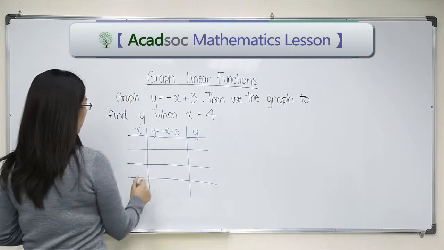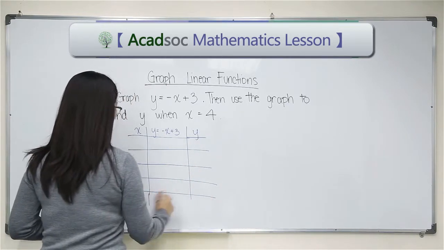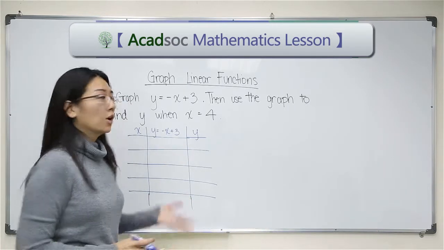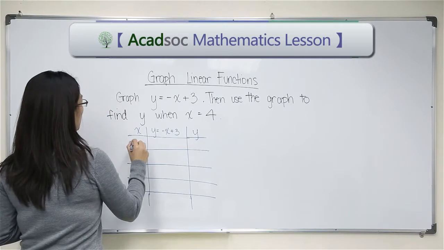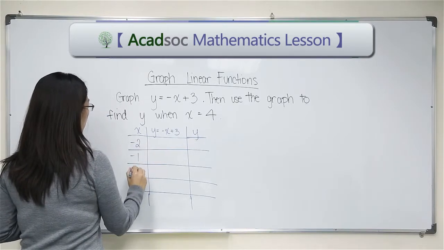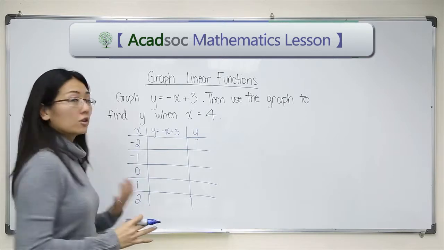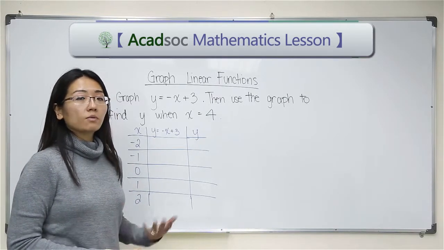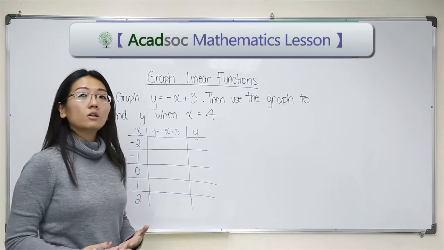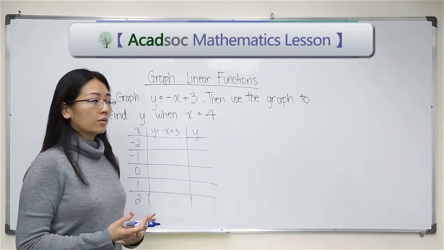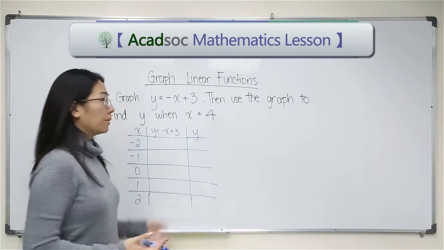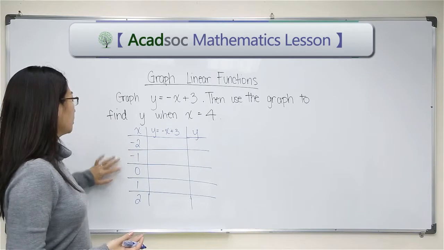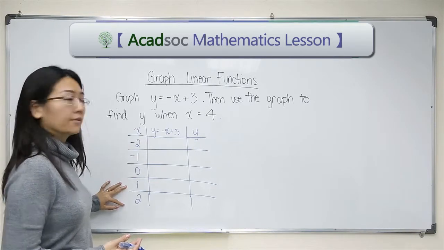So let's make a table for 5 values. Normally I would use some positive, some negatives, and the 0. So I would suggest using the numbers negative 2, negative 1, 0, 1, and 2. But again, you could use any values that you want depending on the problem. If your problem is very big, you might want to use increments of 5s or 10. But normally it will be very wise to choose 2 negative, 1 zero, and 2 positive values.